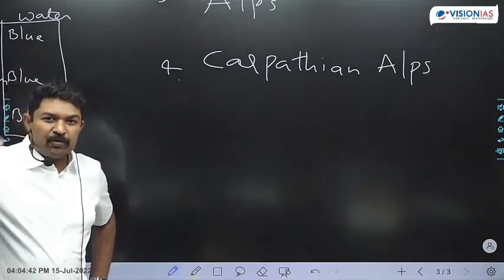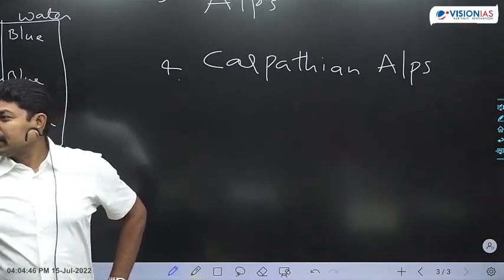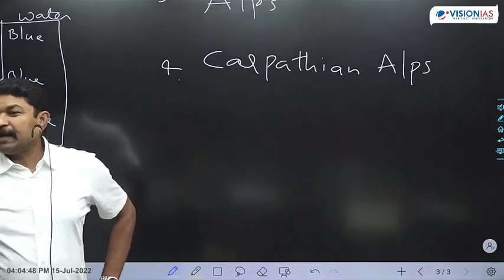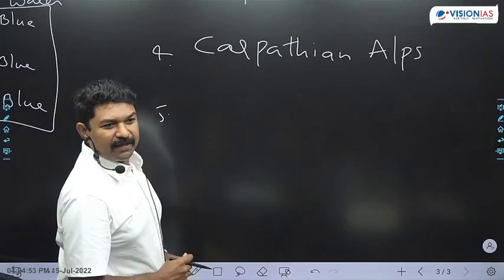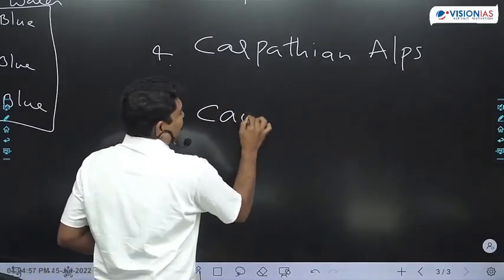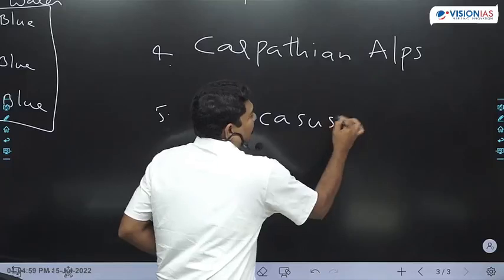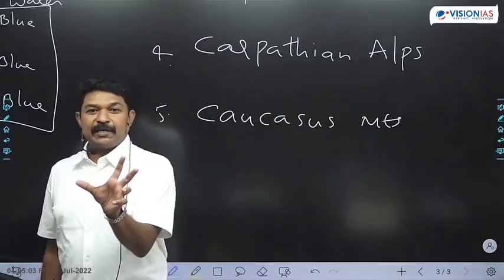You just move to the western side. From the Alps, you need to move. Are there? Carpathians. Then, the fifth one. Are not there? There, very good. Then, Caucasus. Caucasus Mountains, in between Black Sea and the Caspian Sea.